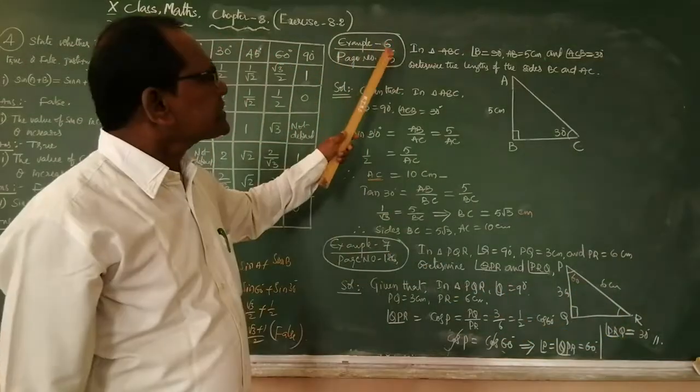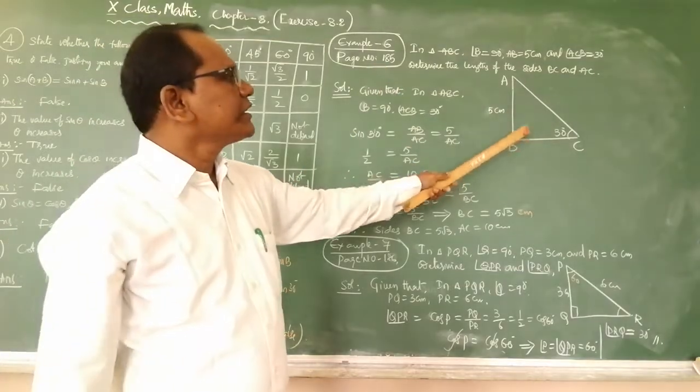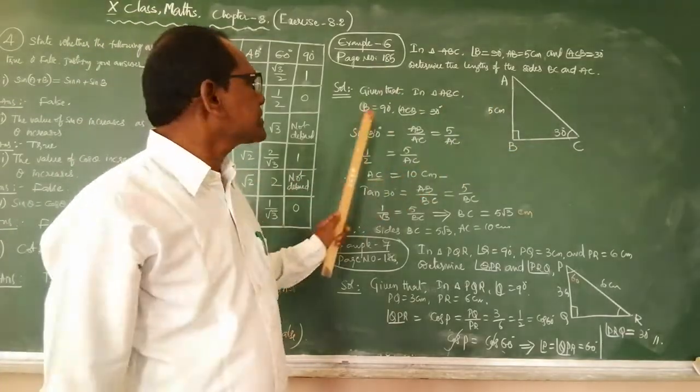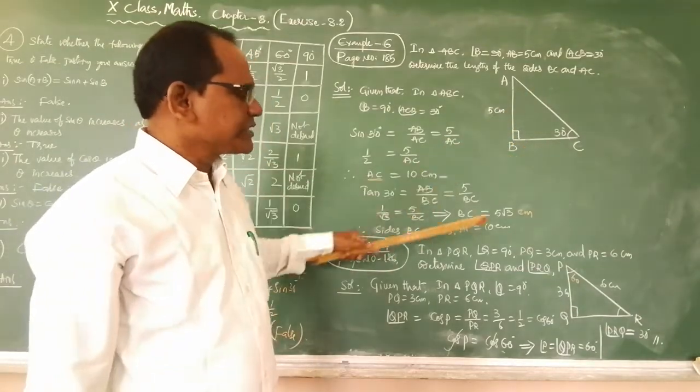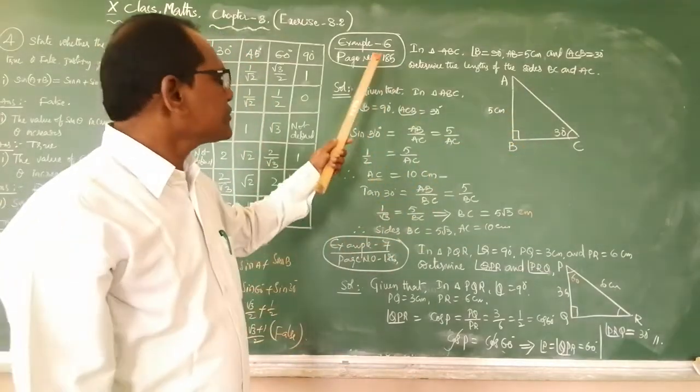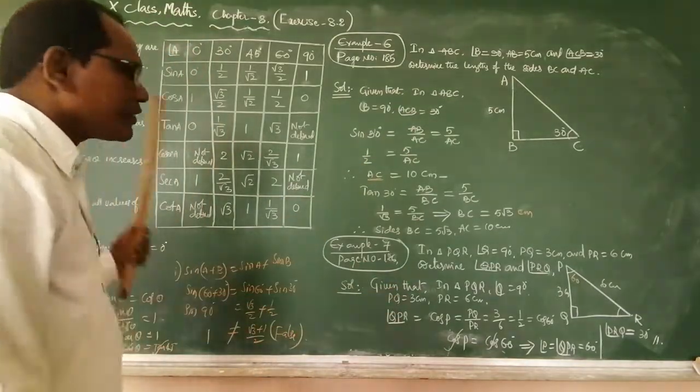In example 6, one side was given, and by sin 30 we got AC, and by tan 30 we got BC. So these are the two examples, example 6 and example 7.